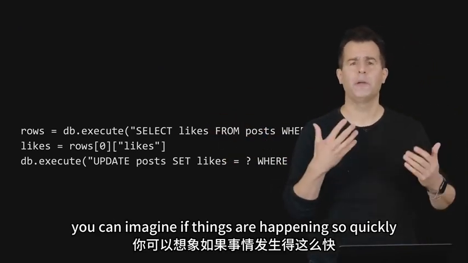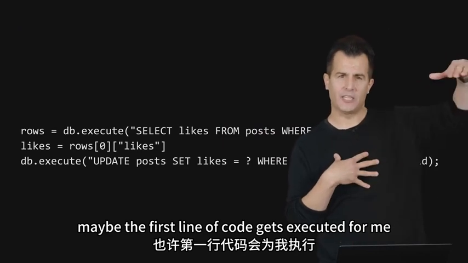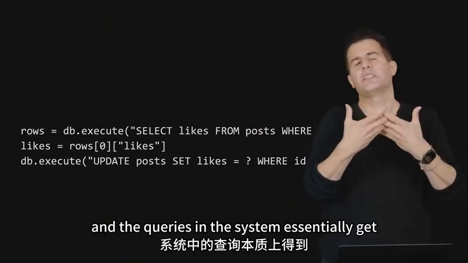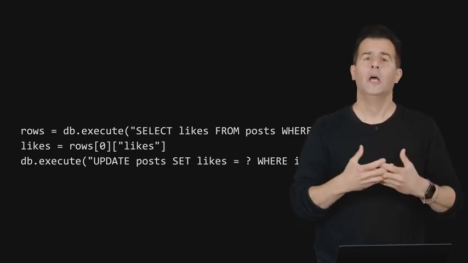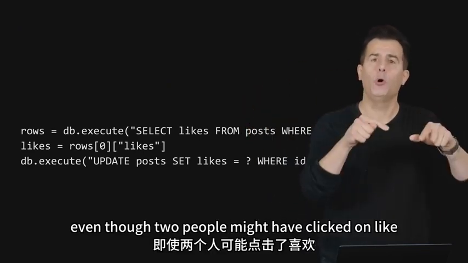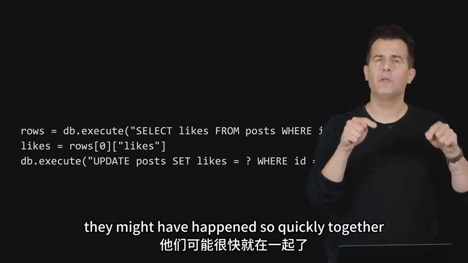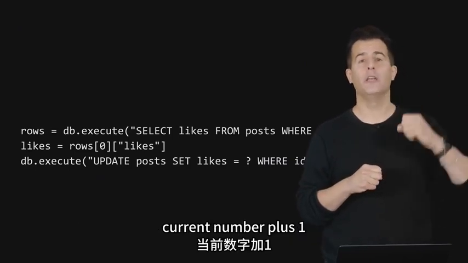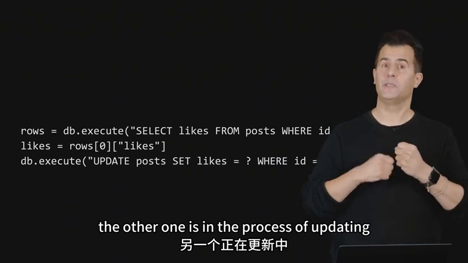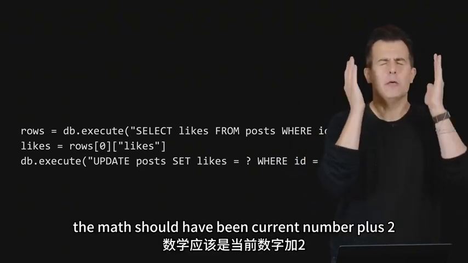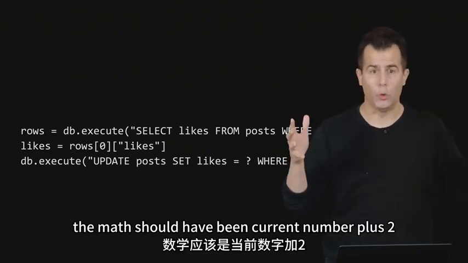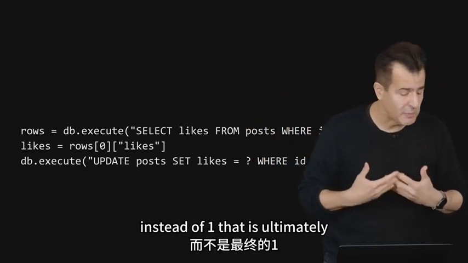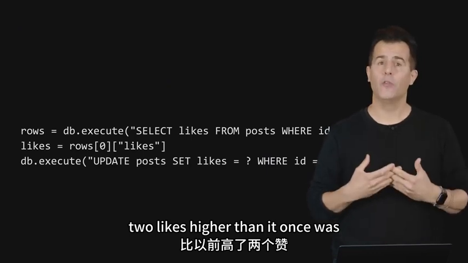You can imagine if things are happening so quickly, maybe the first line of code gets executed for me, and then the first line of code gets executed for you, and the queries in the system essentially get interwoven somehow, such that now, even though 2 people might have clicked on like, they might have happened so quickly together that just as the first one is in the process of updating current number plus 1, the other one is in the process of updating current number plus 1, when really the math should have been current number plus 2. And they both end up writing the same value instead of one that is ultimately 2 likes higher than it once was.